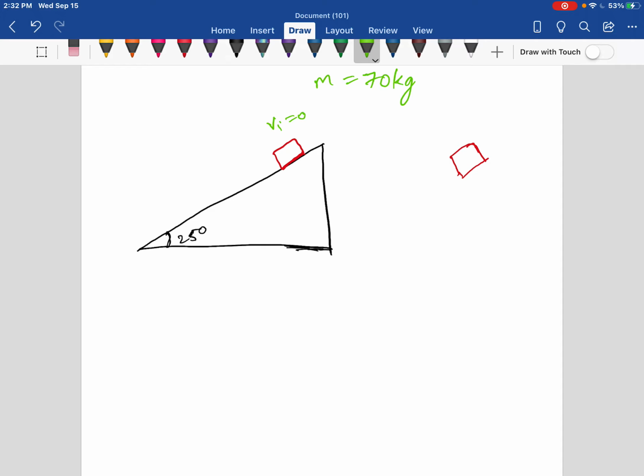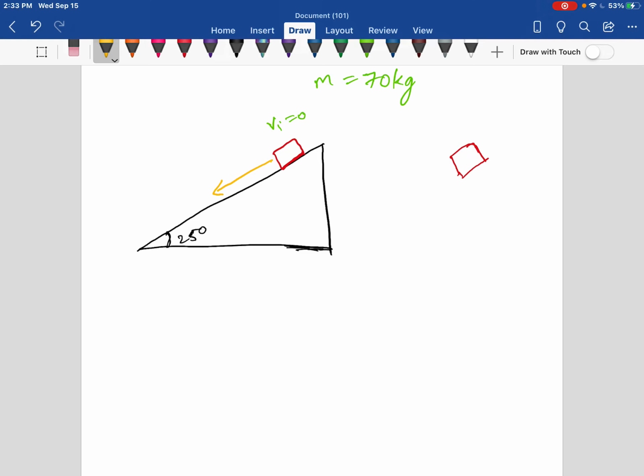So to be able to find the acceleration, we need to know the net force. If we know the net force, we can find acceleration, right? And one important thing to notice over here is that the object would only go in this direction. It would not jump up or down this way. It would only go in this direction.